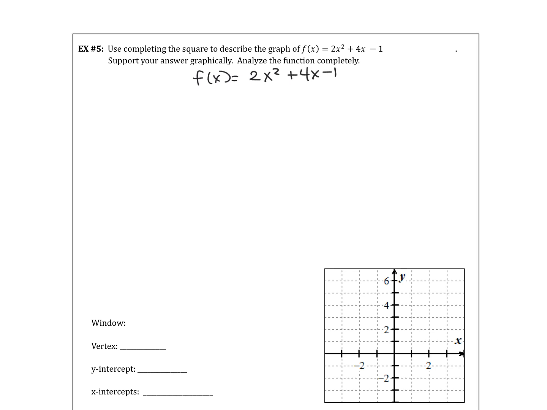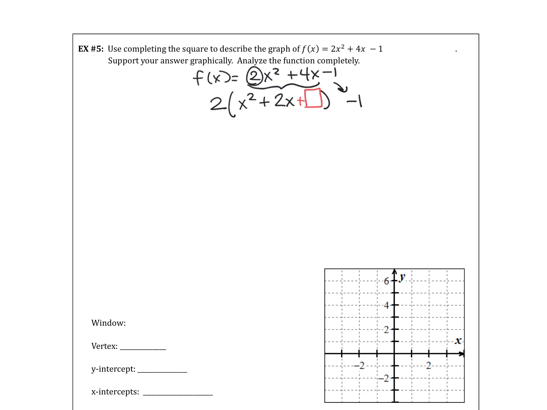What we can do with this is, I want this a to be a 1. So I'm going to take these two pieces and factor out a 2, and I get x squared plus 2x. Here's this minus 1, I'm going to put it right here. In order to complete the square, I'm going to create this space.